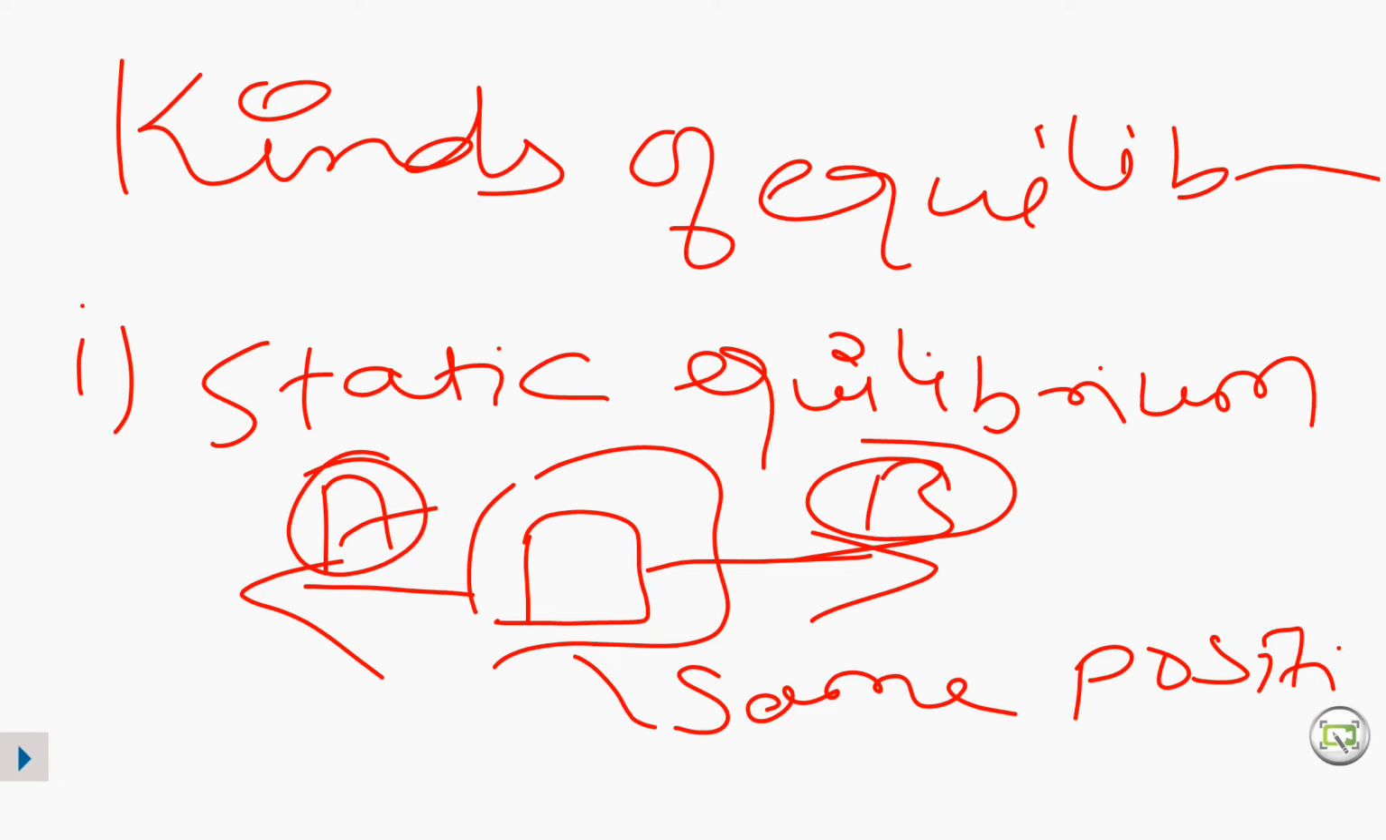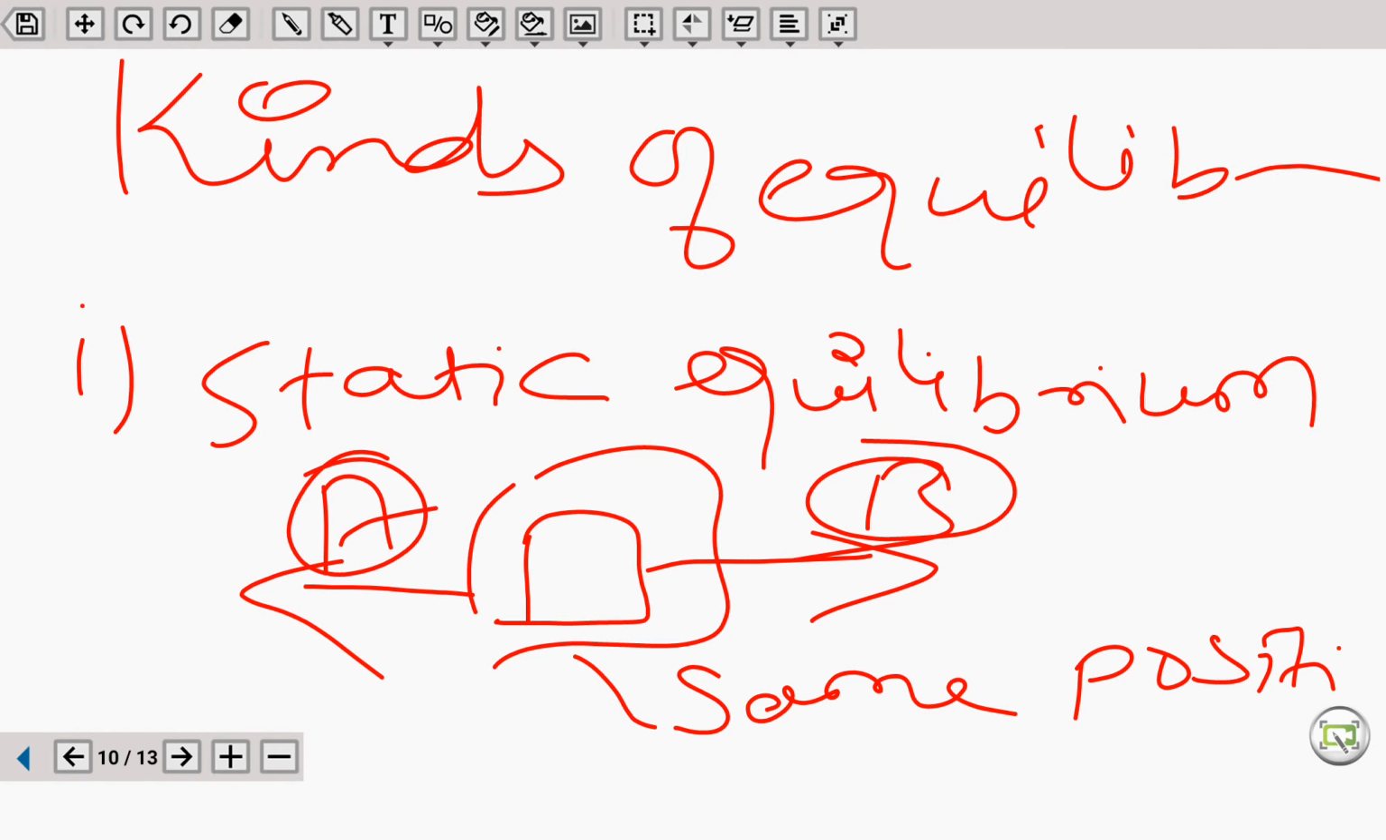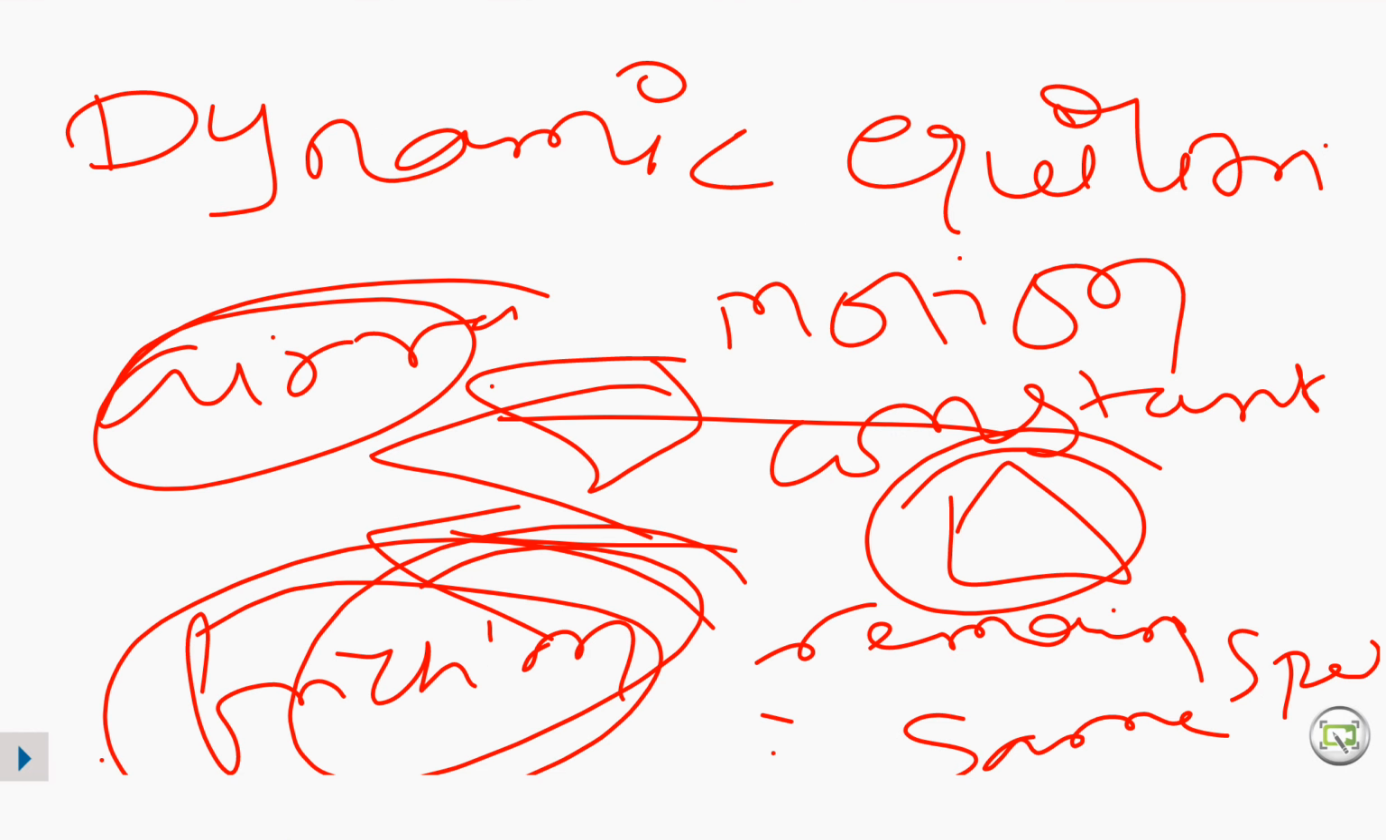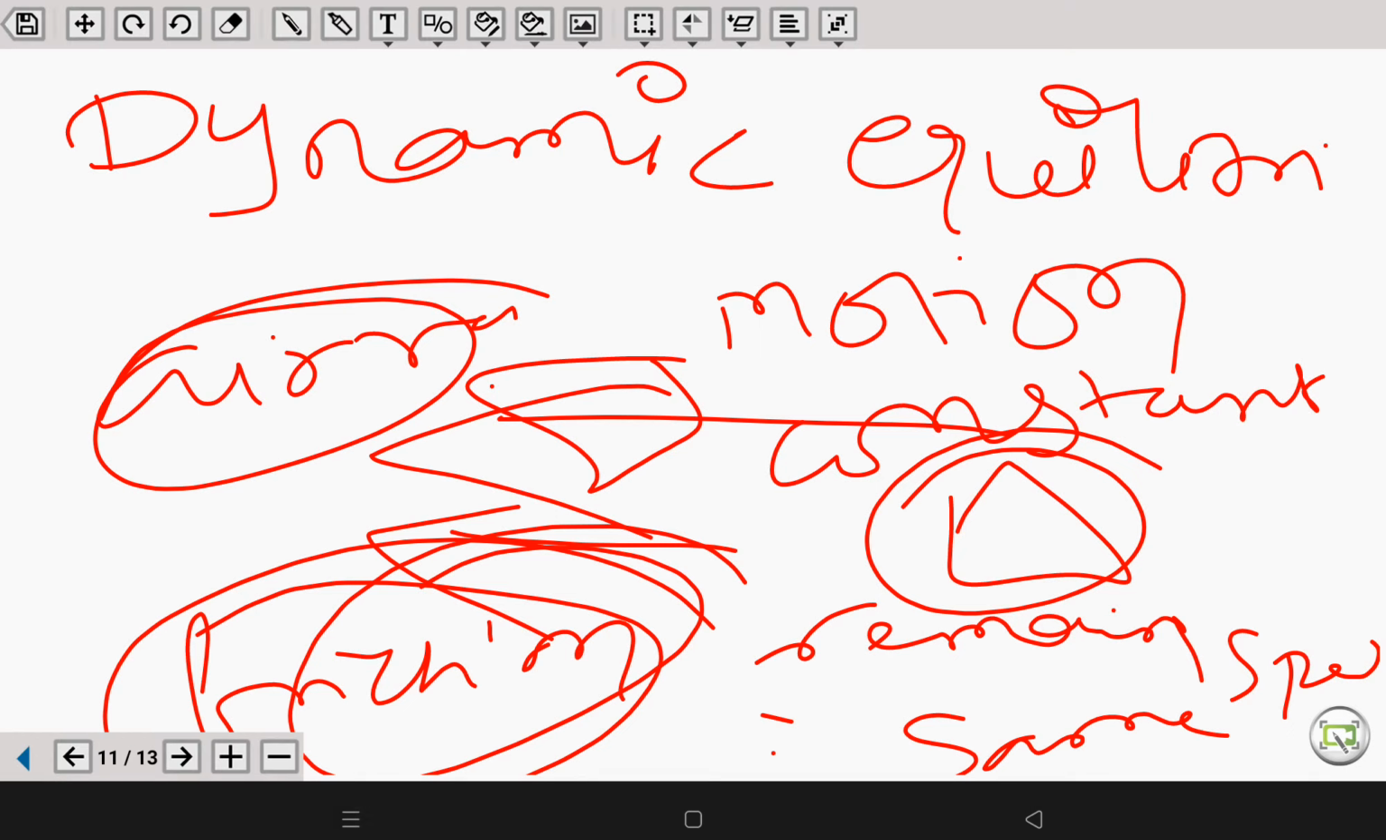Next we have seen the kinds of equilibrium. First, static equilibrium. Even though several forces are applied on an object, if the object retains its same position, then we say it is in static equilibrium. Then we have seen dynamic equilibrium. When an object is in motion, even though many forces are applied or trying to stop it, the object remains at a constant speed. This is known as dynamic equilibrium.